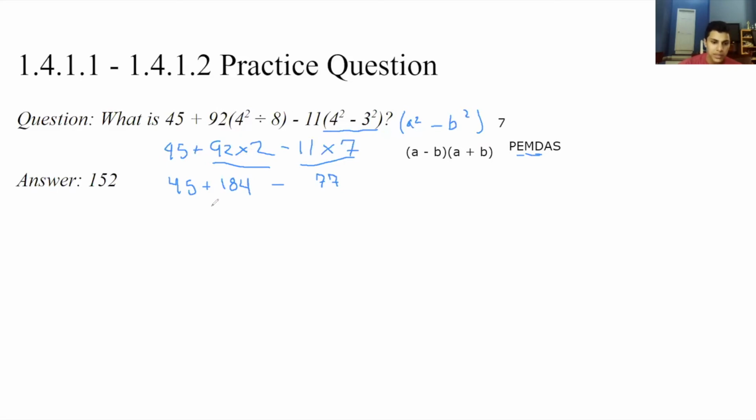So 45 plus 184 simplifies to 229. And then we bring down our minus 77, and now we only have one more operation to do. 229 minus 77 leaves us with 152, which is the final answer to 45 plus 92 times 4 squared divided by 8 minus 11 times 4 squared minus 3 squared.